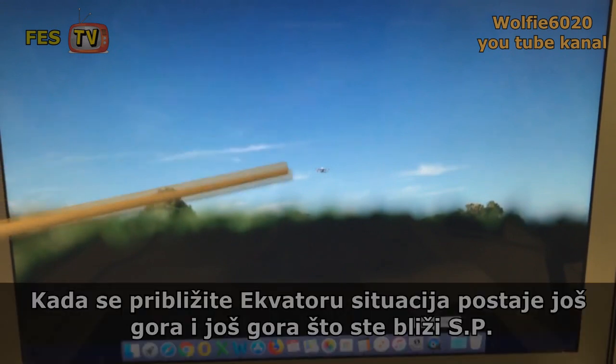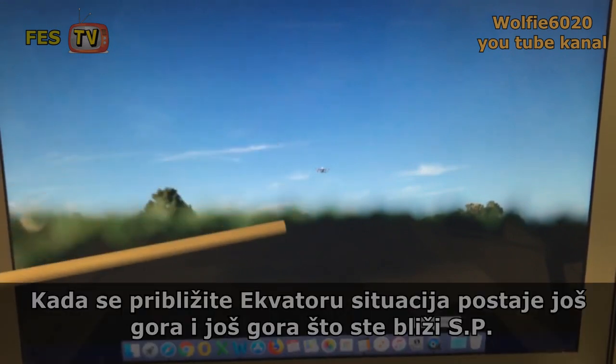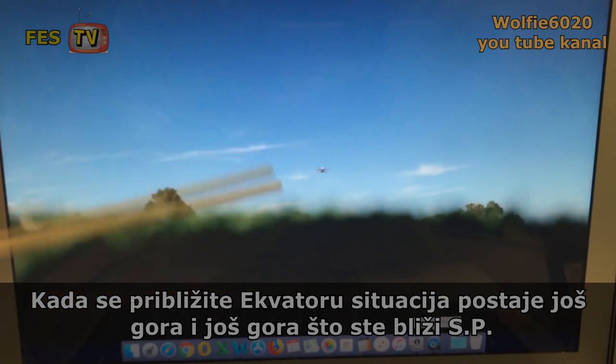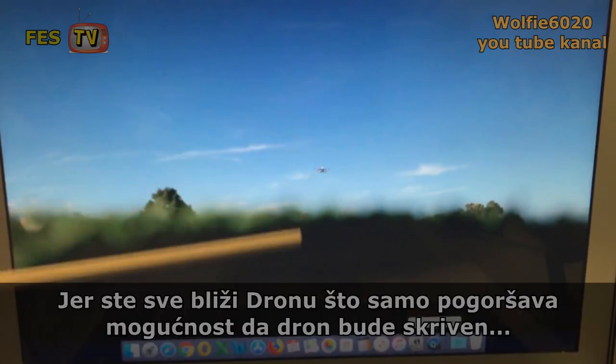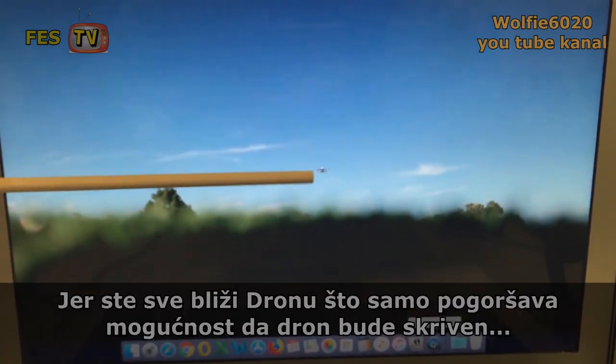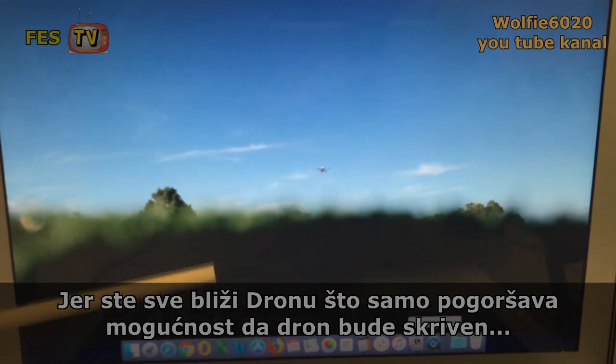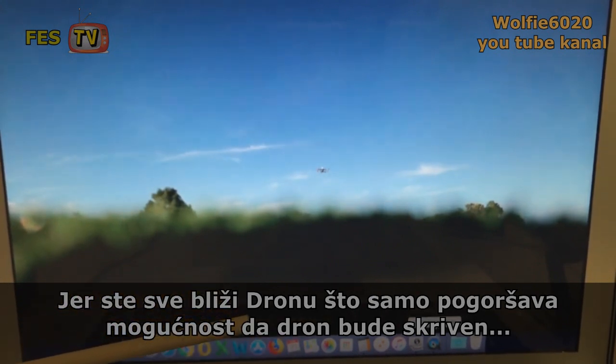Now, if you're closer to the equator, the situation becomes worse, and the closer you move to the North Pole, the worse it becomes, because you're then always going to be closer to that drone, which means it would be higher in the sky. So there'd be even less chance of the sun getting anywhere near the horizon if you're in the Northern Hemisphere.